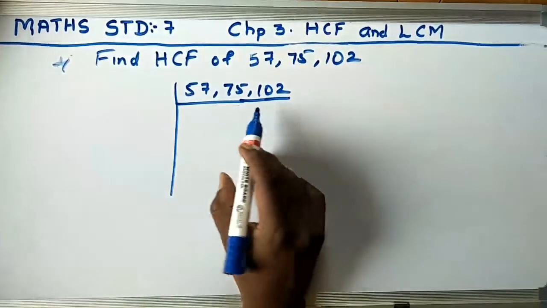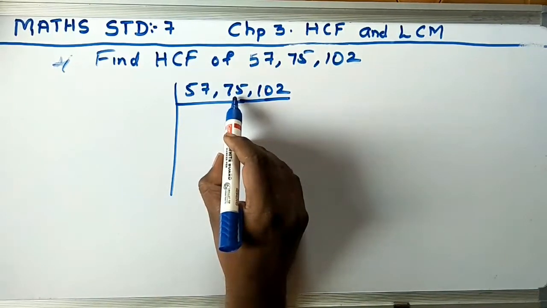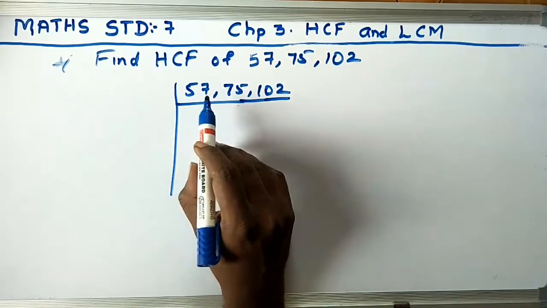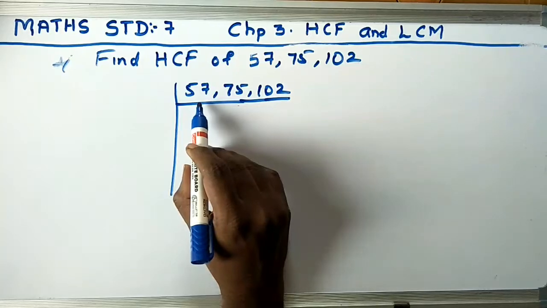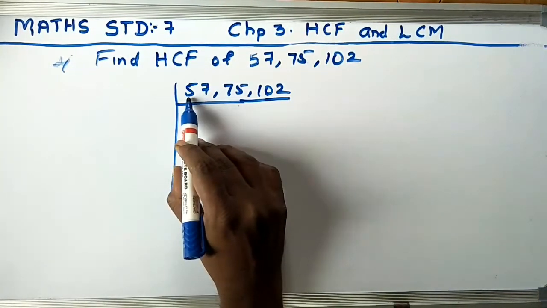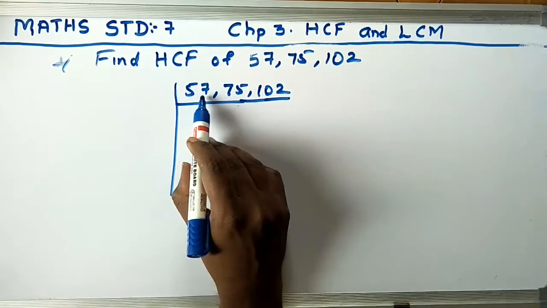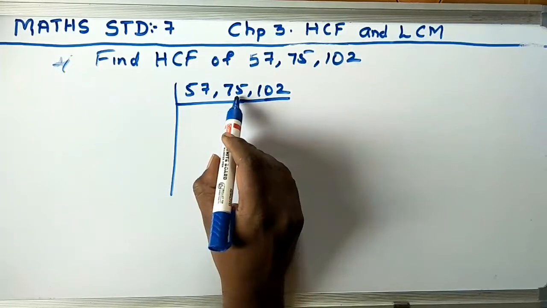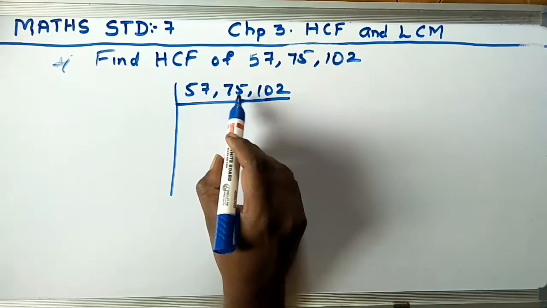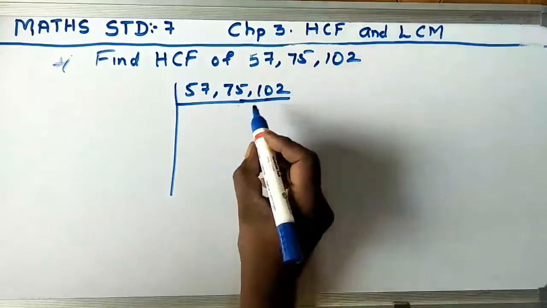Commonly, in which number do they go? It is not divisible by 2. This is also not divisible by 2. But let us check whether it is divisible by 3 or not. There is a technique for divisibility by 3. 5 plus 7 is 12. 12 goes in 3, so that means 57 is divisible by 3. 7 plus 5, 12, again 75 is divisible by 3. 1 plus 0 plus 2 is 3, so 102 is also divisible by 3.